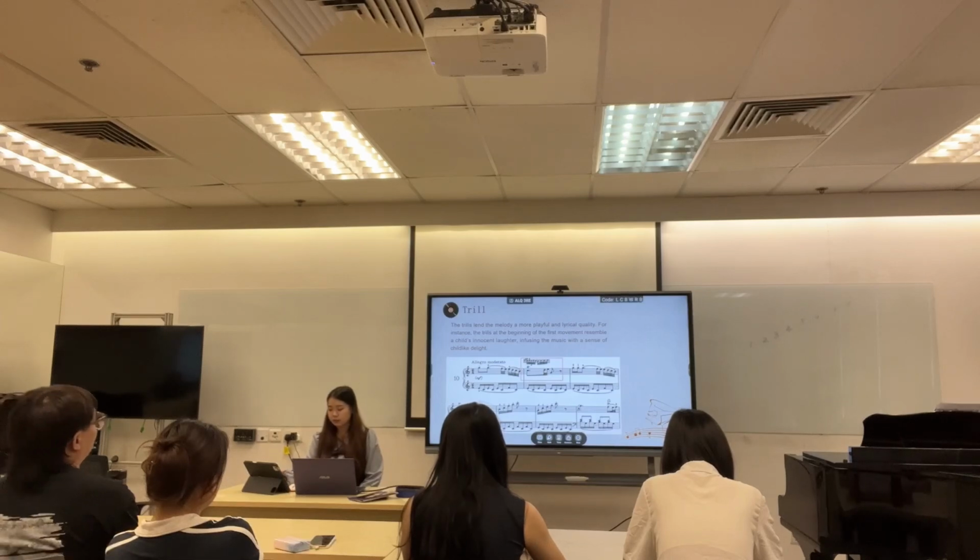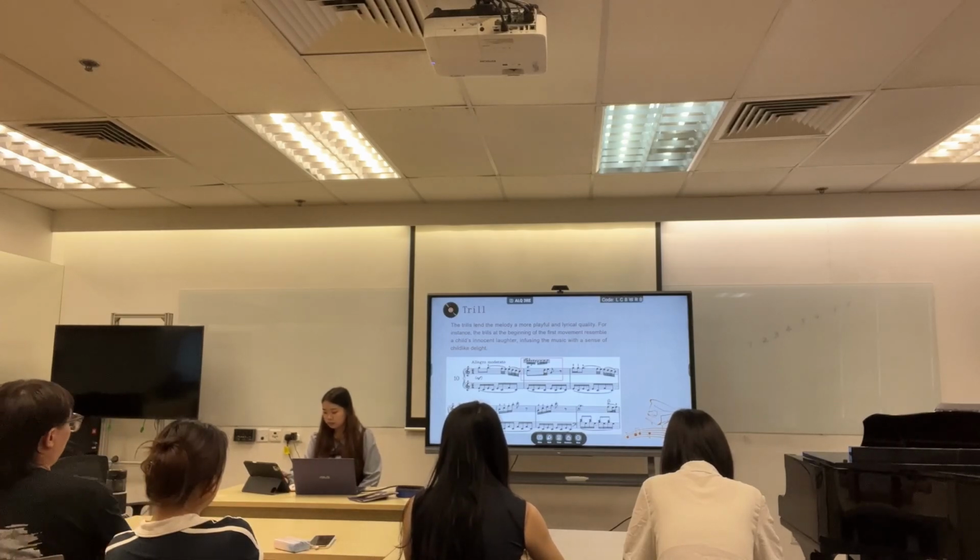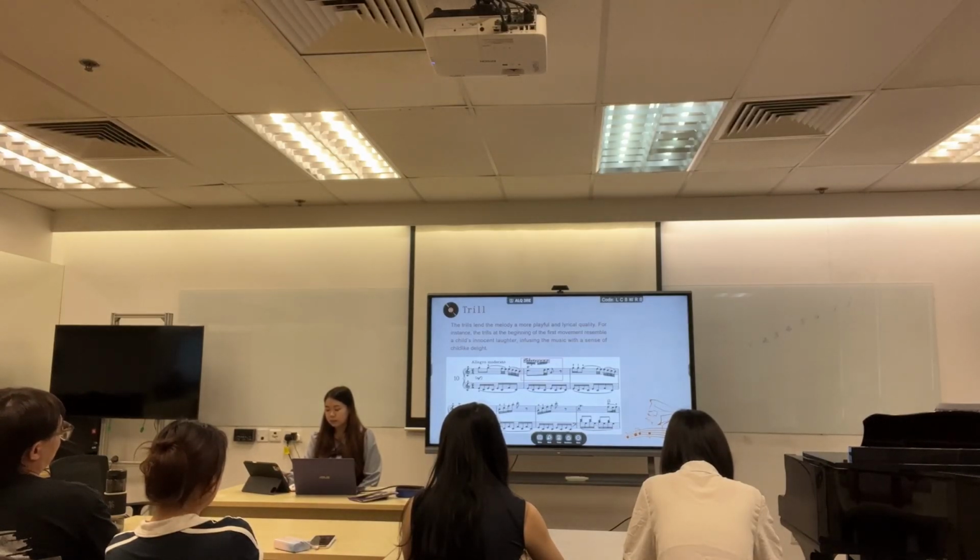First is the trill. In K330, short and delicate trills make the melody more vivid and lyrical. For example, the trill at the beginning of the first movement is like the innocent laughter of a child, adding playfulness. Comparing the interpretations of Barenboim and Uchida, Barenboim starts the trill on the main note, while Uchida begins from the upper auxiliary note.